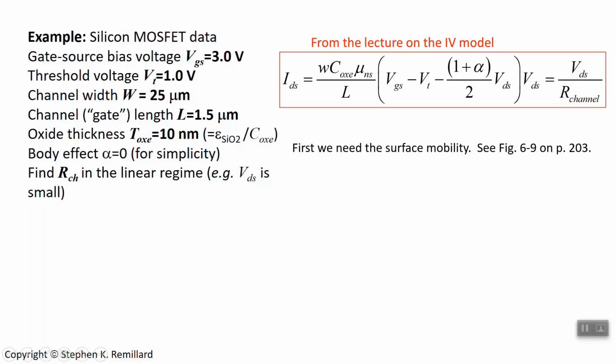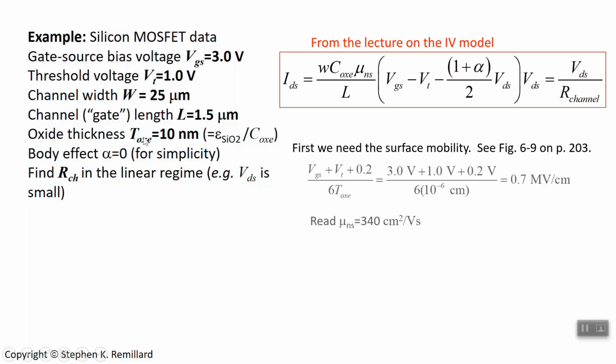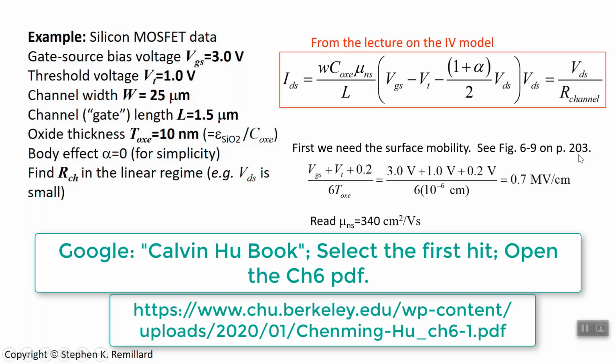First thing we're going to need to do is find the mobility. Everything else seems to be given, but we need to find the mobility. Let's work on that for a minute here. That's surface mobility. And look at what we are told. We're given the gate source voltage and the threshold voltage and the oxide thickness. So we can go ahead and use figure 6.9 on page 203. So pause the video until you turn to page 203 and you have this figure in front of you.